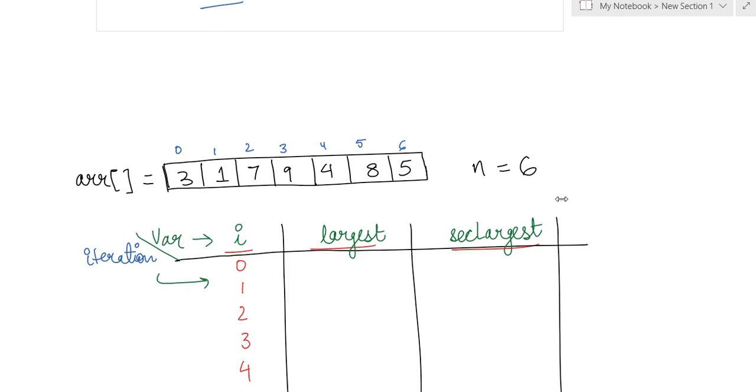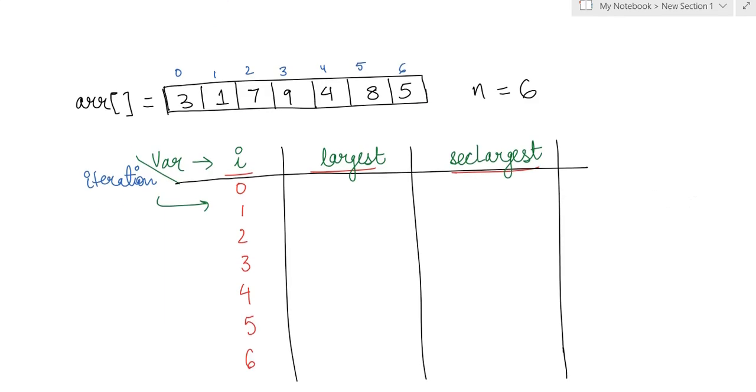So first let's dry run this approach. Okay, so we have three variables: i, largest and second largest. Largest is initialized to INT_MIN, and second largest is also initialized to INT_MIN. So let's start with i at 0. i is here at 0.